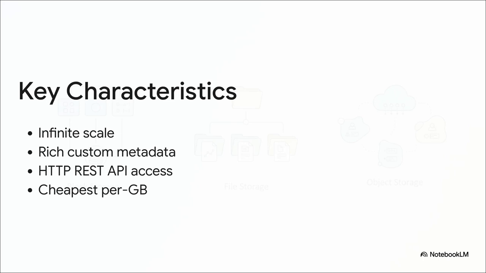We're talking infinite scale, literally into the exabytes, with zero pre-provisioning required. You just start uploading, you use simple get, put, and delete web commands. You could also attach really rich custom key value metadata to your files. And thanks to this clever architecture, it is by far the cheapest storage per gigabyte, period. The heavyweights you'll see in this space are AWS S3, Google Cloud Storage, and Azure Blob Storage.